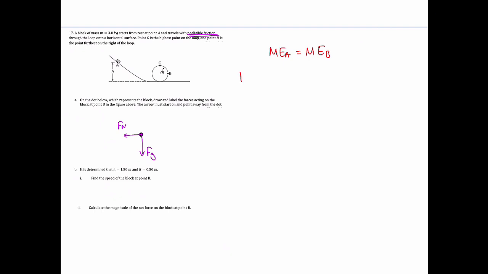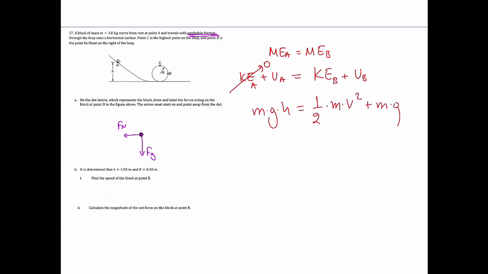The mechanical energy at A is kinetic energy plus potential energy, and similar is the kinetic energy plus potential energy for the mechanical energy at B. The kinetic energy at A is 0 because the object is released from rest, and the potential energy at A is mass times g times height. Since we need to find the speed, we will substitute the kinetic energy with 1 over 2 mv squared, and the potential energy at B is mass times g, but the height is equal to the radius of the circle, so mgr. Now, the mass is given, but we can cancel it out.